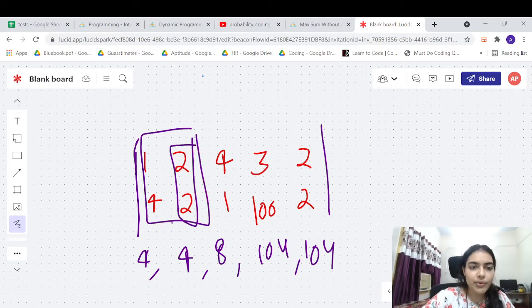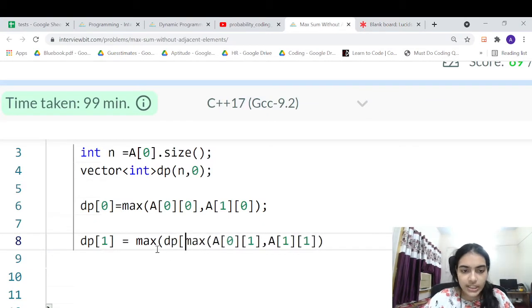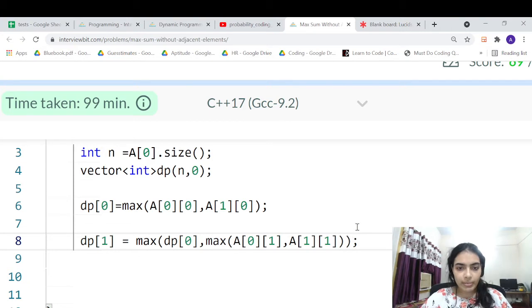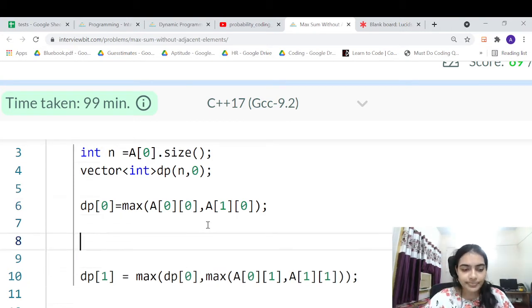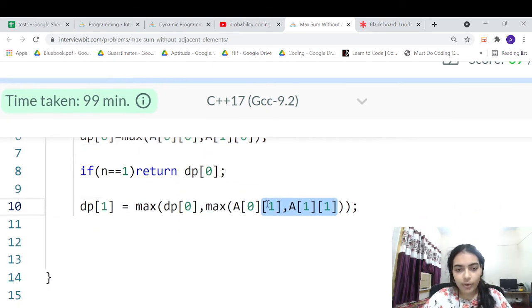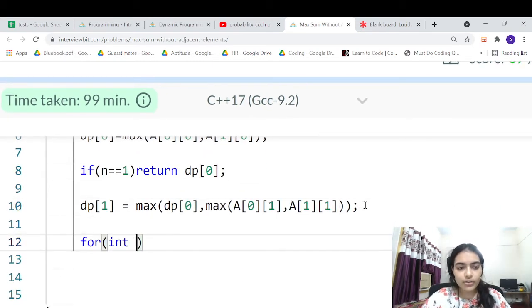You can either take the maximum from this row or the maximum from this row, so you will also have to give one more condition, max of dp of 0 from this. That is one thing you have to keep in mind. Now these two are the initialization factors. In this case, if for example n is 1, then you can return dp of 0. Otherwise this will throw an error because these values will not be found. Now for the remaining values, you can just take the answer.